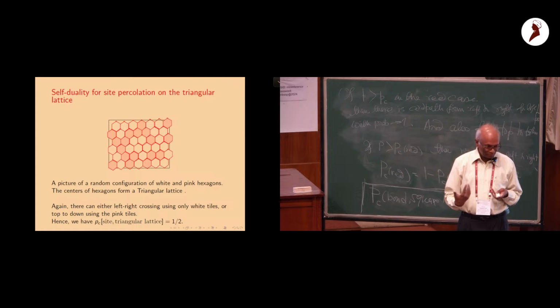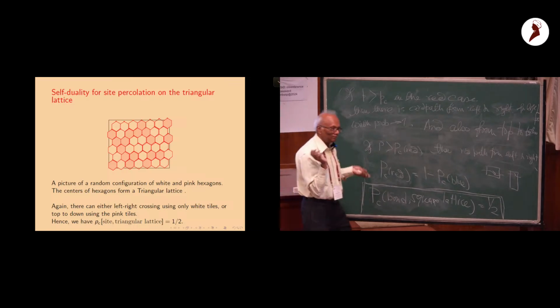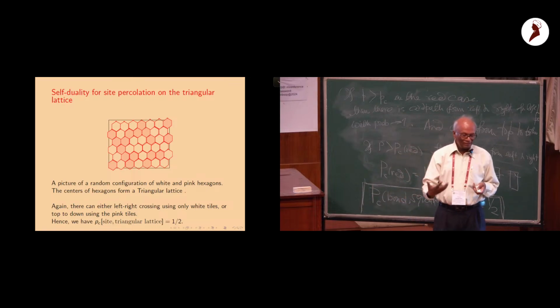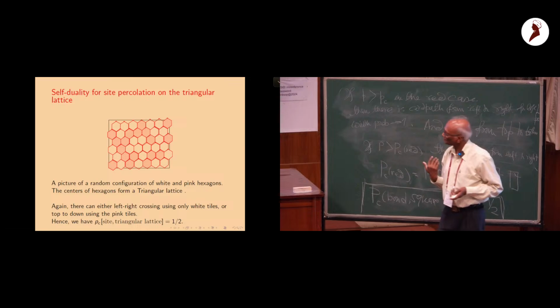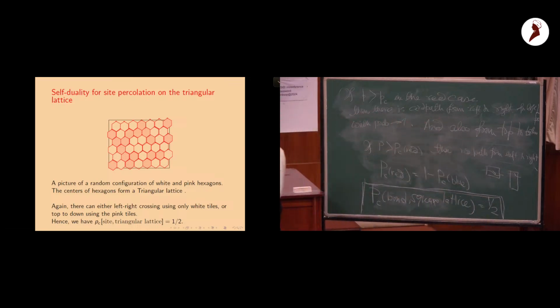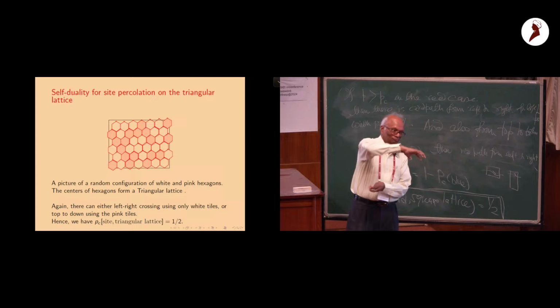Again there is a percolation threshold. Above the threshold, there will be a connected path of pink hexagons from top to bottom and left to right, and below it there won't be one. Again it's the same principle: either there is a pink path from top to bottom or there is a white path from left to right. So we get this result: PC of site percolation on the triangular lattice is half, because the problem is symmetrical. Left to right or top to bottom is the same thing, no? They should have similar results. I just rotate the lattice like this.